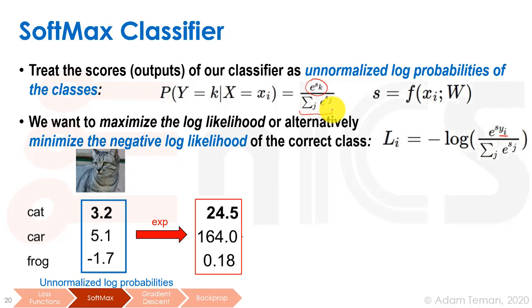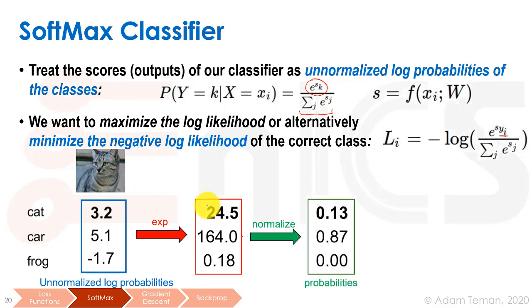And once we sum it together and divide our e to the power of s_k by the sum of the e to the power of s_j, what we get is a normalization of the unnormalized log probabilities to the set of all the answers we got. Okay, so now we have these normalized probabilities. This got 0.13, this got 0.07, and this got 0.